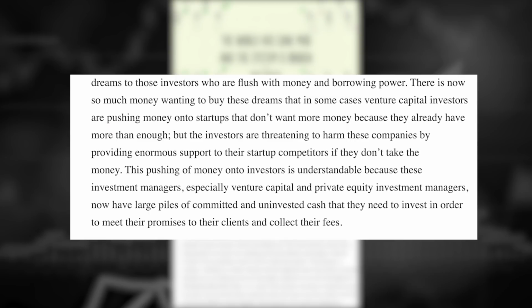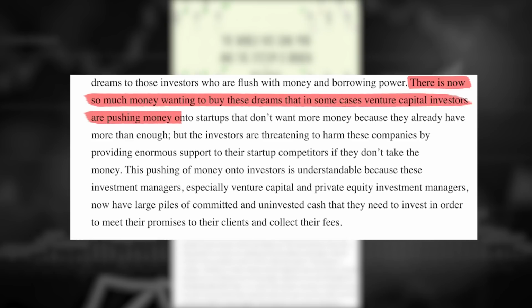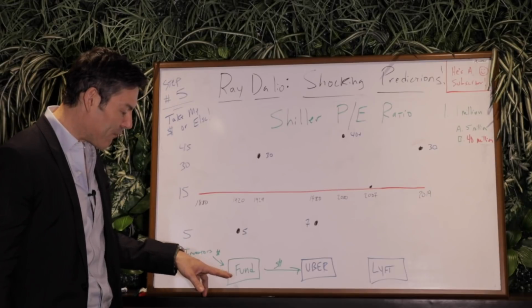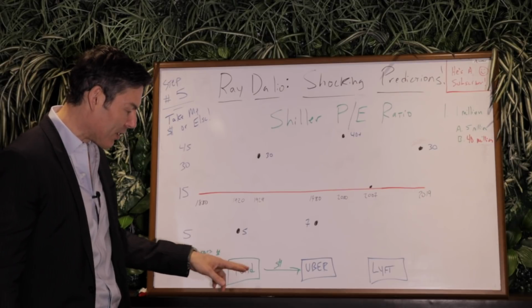Step number 5 is take my money or else. And this is where Dalio's insight as a fund manager is priceless, because we can't see behind the veil, but he can. He says there is now so much money wanting to buy these dreams that in some cases, venture capital investors are pushing money onto startups that don't want more money because they already have more than enough. But the investors are threatening to actually harm these companies by providing enormous support to the startups' competitors if they don't take the money.